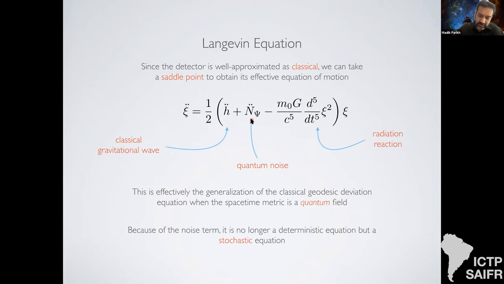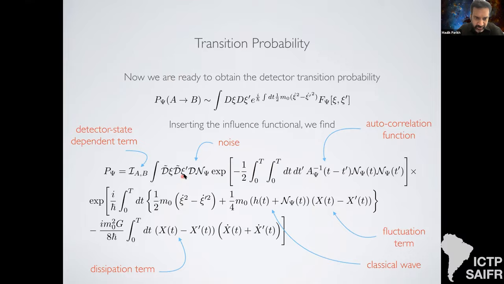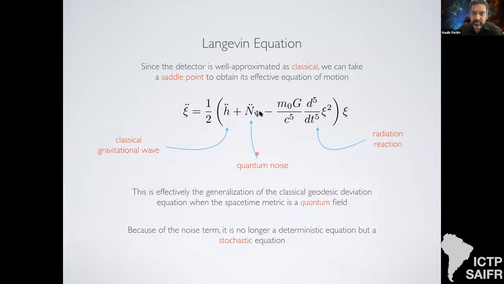Because of the form of our influence functional, we had three path integrals here, not just two. So even after we take the saddle point over these two, we're left with an auxiliary path integral over this N, this noise that we got from integrating out gravity. This is a quantum noise, and so this equation is no longer a deterministic equation. It's a stochastic equation, more like a Langevin equation that you get in Brownian motion.